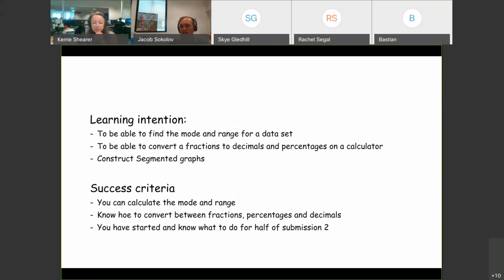Okay, so our learning intentions are to be able to find the mode and the range of a data set. We're going to be able to convert fractions, decimals and percentages on a calculator. Can I get a show of hands, or say you've got a calculator in the chat box? Kerry, can you let me know if some students have calculators?